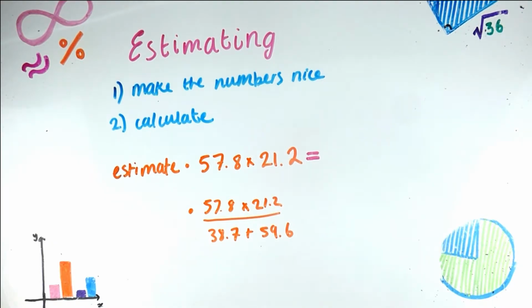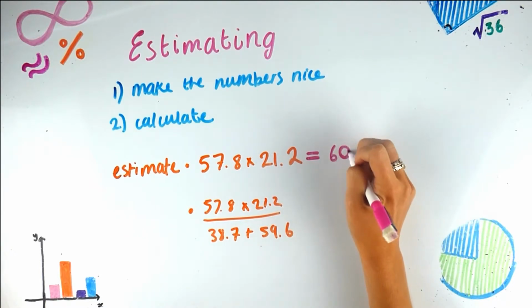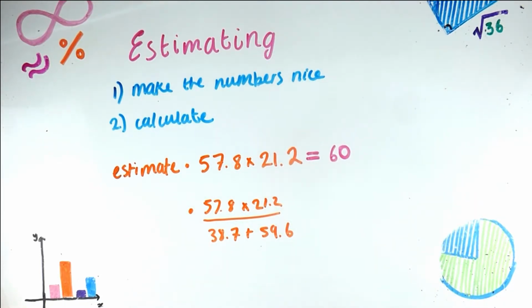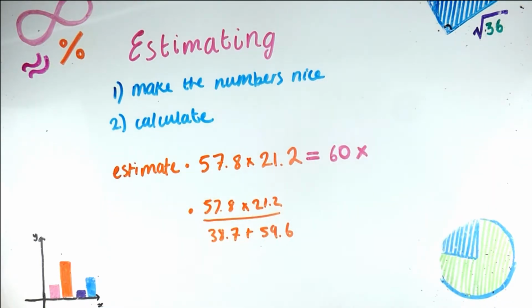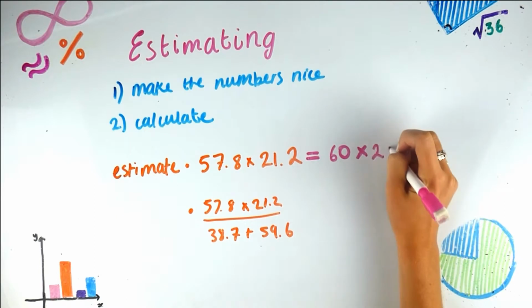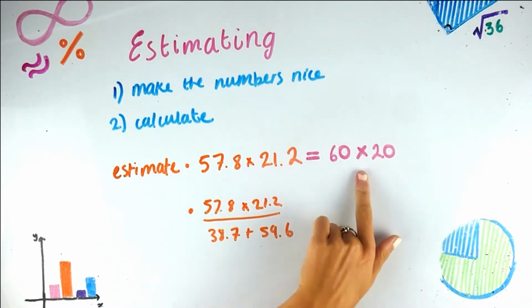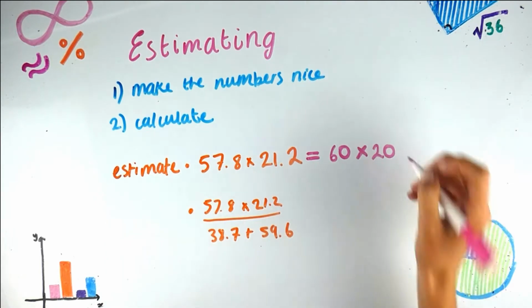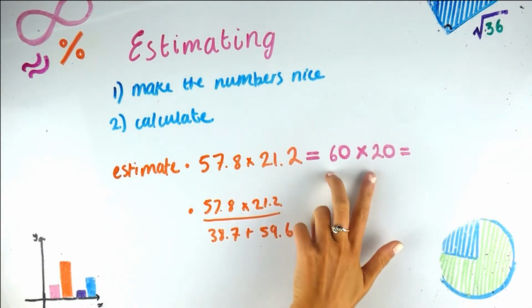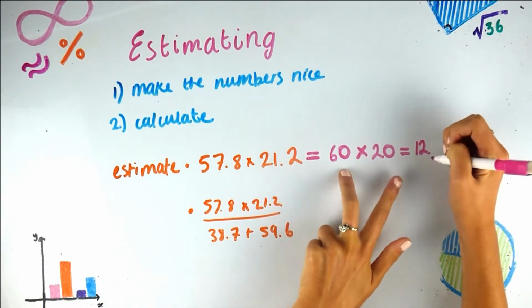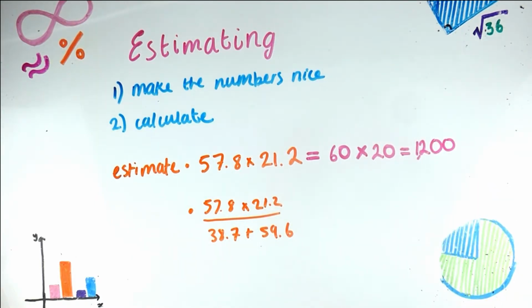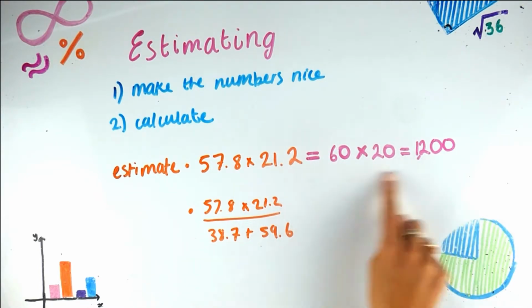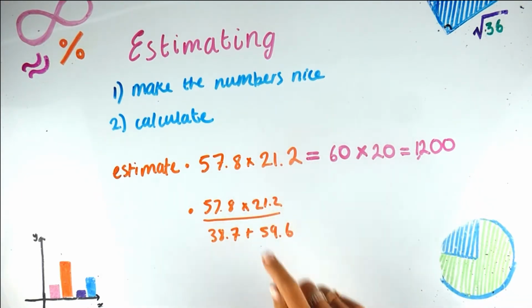So 57.8. This is the point: be reasonably sensible. I'm going to make that 60. It's kind of close enough. That would be an example of a sensible estimation for that number. And 21.2, I'm going to call 20. As you can see, this is now so much nicer to work out than that. The way I would do it is 6 times 2 is 12, and then there are 2 zeros, so 1200. That is not the accurate answer. That is an estimate, but that was so much quicker and easier than doing that.